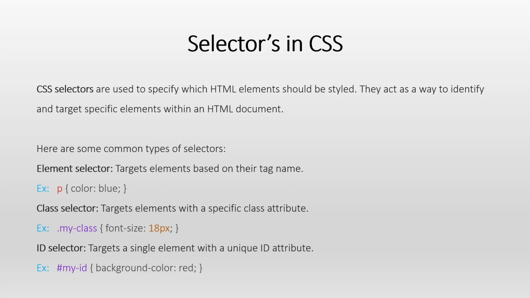Selectors in CSS. Previously I explained selectors, no? Here we can see the clear definition: CSS selectors are used to specify which HTML element should be styled. What is it saying? To style a particular HTML element, we use CSS selectors. They act as a way to identify and target specific elements within an HTML document.